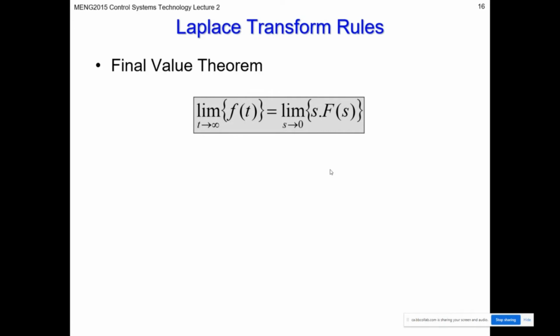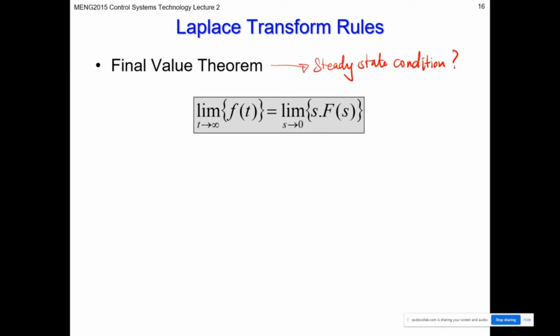Final value theorem. This is another important one, because often, for a control system, we need to know what the steady state condition of our system is. So this is useful for determining steady state conditions, like when an input has been made to a system and it's gone through its transient part, it's adjusted, it's settled down, and now it's in a steady state. That's where this limit theorem, or final value theorem, comes in.